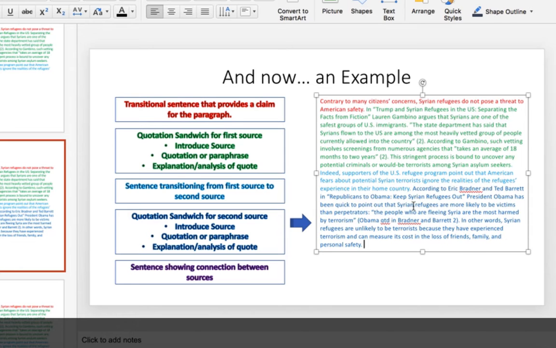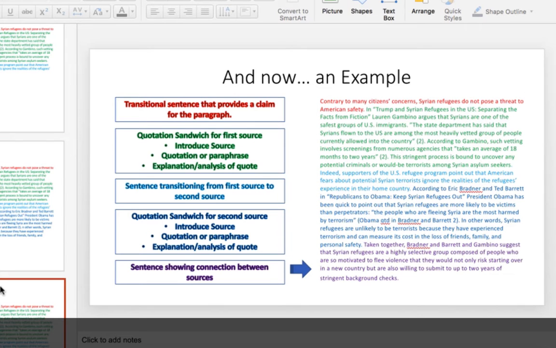And again, what you'll notice is this is a full quotation sandwich. This first sentence is meant to introduce the quote. Then I include the quote. And here I include some meta-commentary about the quote. That is, I include meta-commentary in order to provide an explanation for the quote.